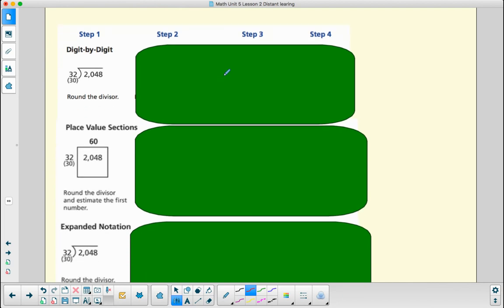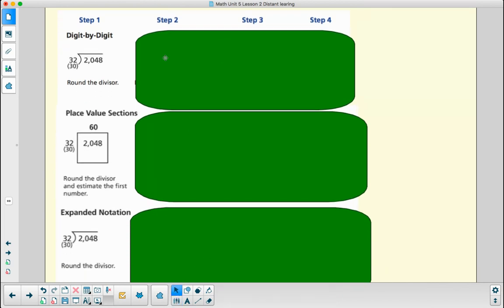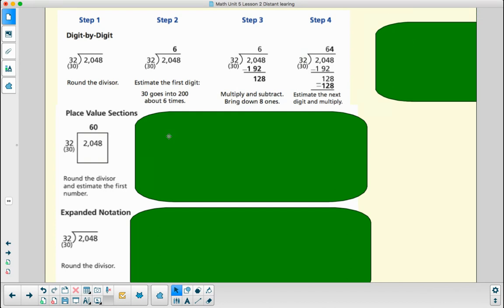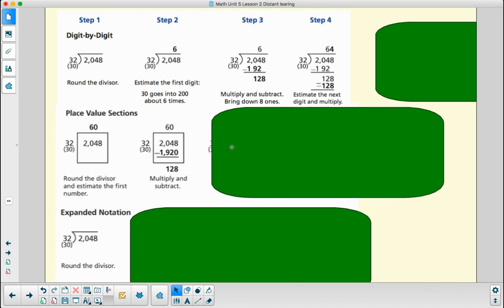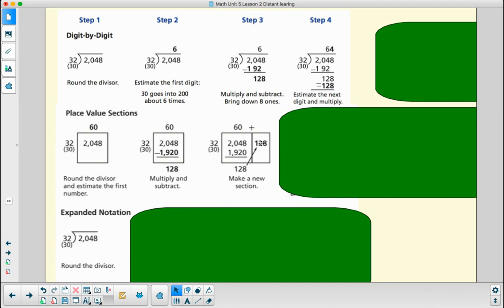Now, what I want to show you here, and please just replay that once in a while if you need some help with it, is here it was digit to digit what I did. Here it is using the place value sections, or what we're used to calling the area model. How many 30s go into 2048? There would be 60 in 204. 60 multiplied by 32 gave them 1,920. They still had 128 left. The 128 then comes into the next section, place value section. It's really the 10 section. How many 30s are in 128?